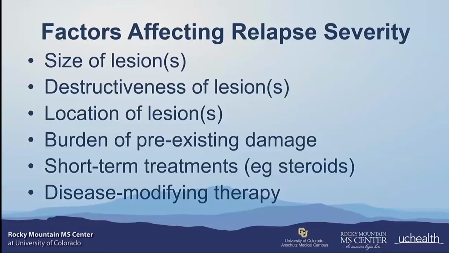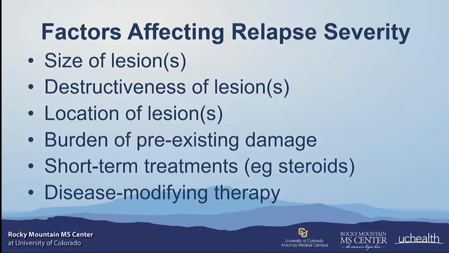Some things that affect a relapse, how severe it might be, would include the size of the lesion or lesions, how destructive it is, and the location of the lesion. For instance, in the spinal cord, we tend to see more severe symptoms than it might be for certain parts of the brain.